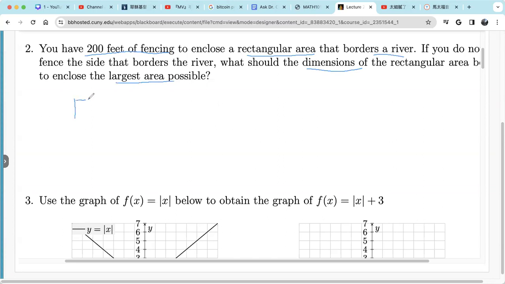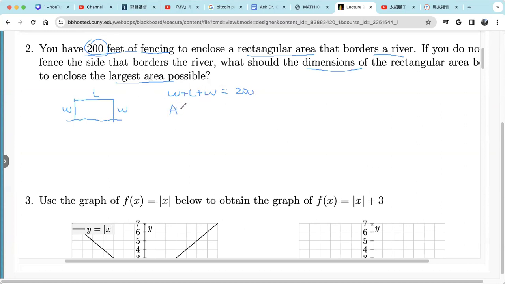Let's draw a picture. We have this rectangle area. One side borders the river, doesn't need fencing. So we need to fence this side, and fence this side. It's a rectangular area, so the opposite sides are the same. That's why I mark this side W width, this side also W width. Right? So we have these 3 sides. So which is W plus L plus W equals 200. And then we're trying to find out the largest area possible.